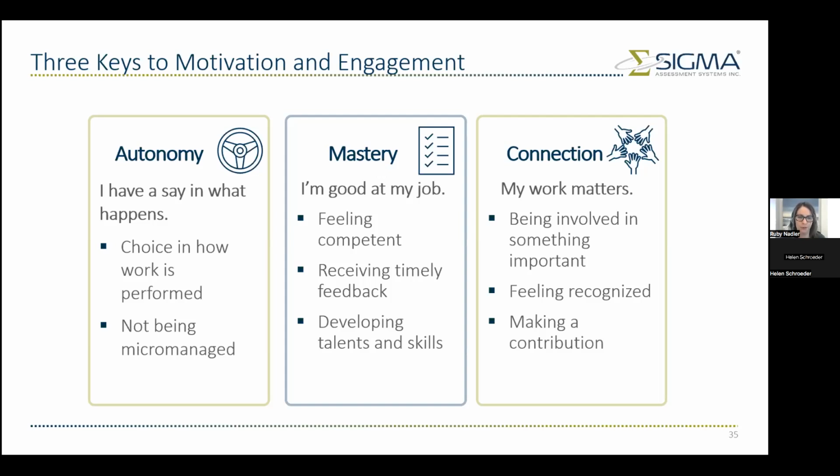The other thing is mastery, right? So feeling good at their job. And a big part of that is receiving timely feedback so that they can develop, and you can see where character strengths can tie into that. If I understand that I'm appreciated for bringing certain qualities into my role, I'm going to feel good about it, and I'm going to feel more competent than if I wasn't receiving that feedback, even if my behavior was the same. So it can really increase people's motivation.